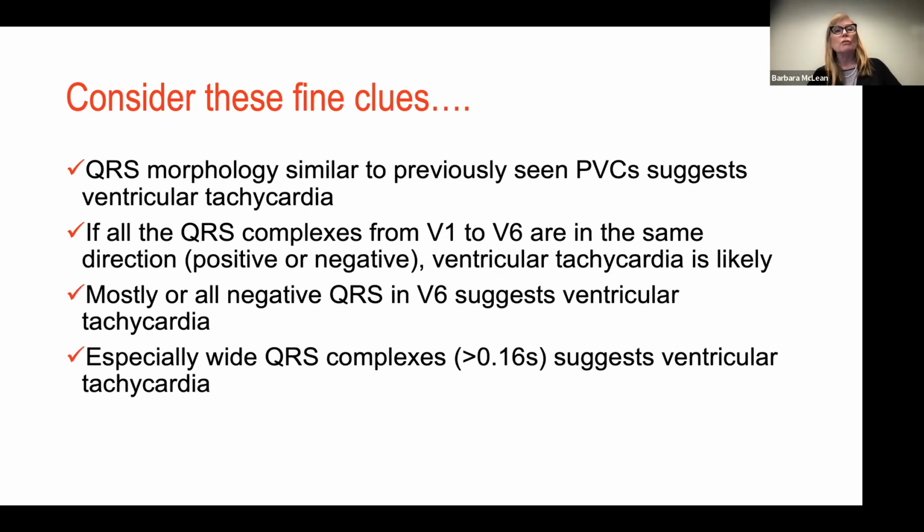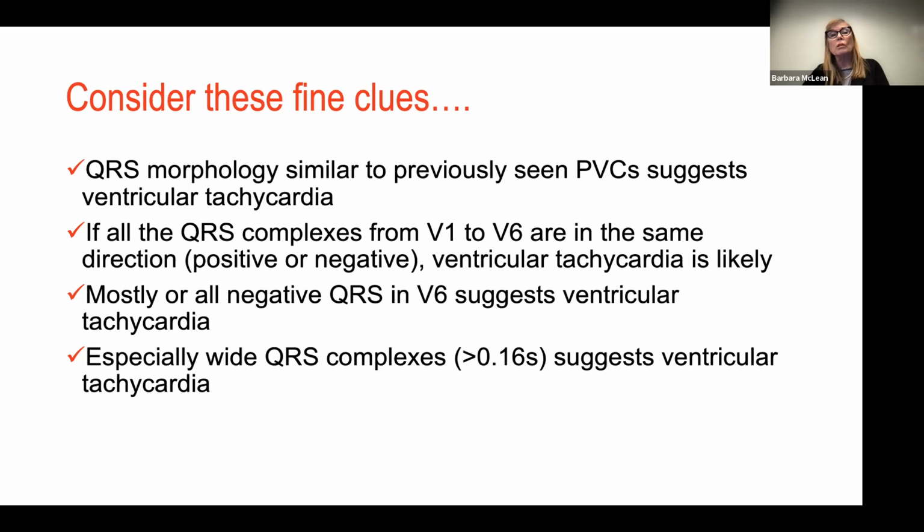So I'm going to remind you to consider these fine cues. QRS morphology similar to previously seen PVCs, which are really important for you to pay attention to, is going to suggest VTAC. If all the complexes from V1 to V6 are pointing in the same direction, either upright or downwards, that's called concordance. Positive concordance means all pointing upright. Negative concordance means pointing downwards. No concordance means they're not pointing in the same direction.